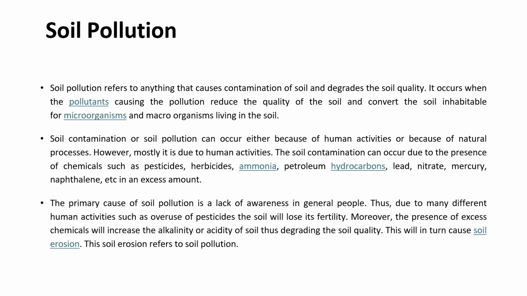The primary cause of soil pollution is the lack of awareness in general people, like farmers, because everyone wants more and more production. So, in order to get more and more production, they tend to add more and more chemical fertilizers and use chemical pesticides. Thus, due to many different human activities, such as overuse of pesticides, the soil will lose its fertility. Moreover, the presence of excess chemicals will increase the alkalinity or acidity of soil, thus degrading the soil quality. This will in turn cause soil erosion. So this soil erosion would be referred to as soil pollution.